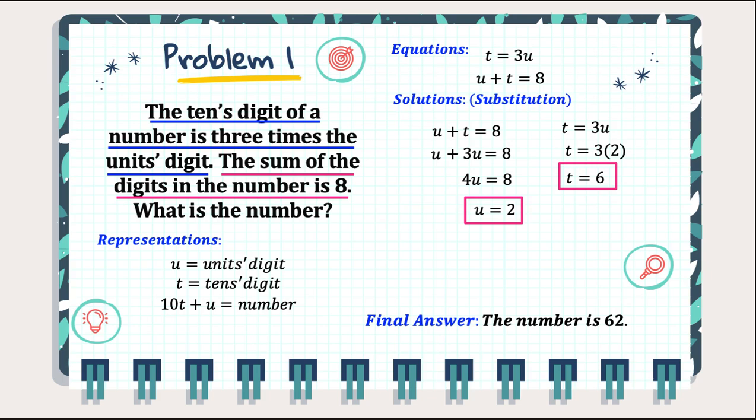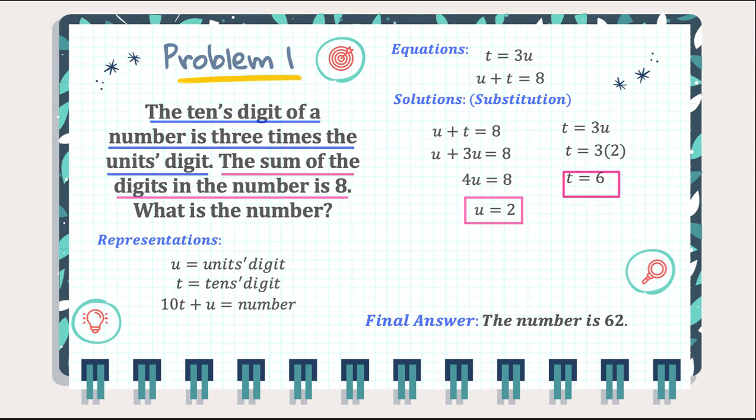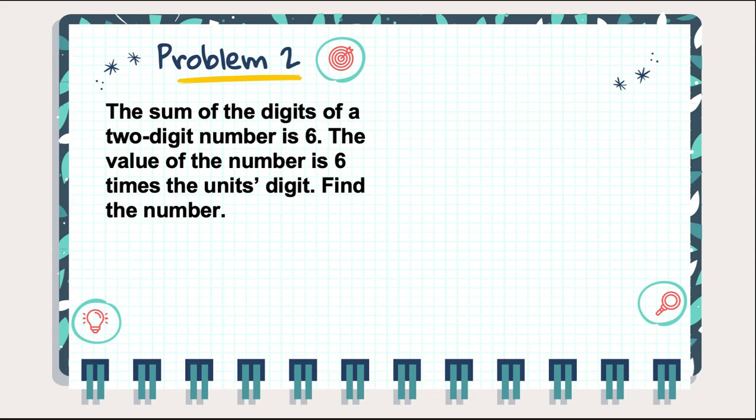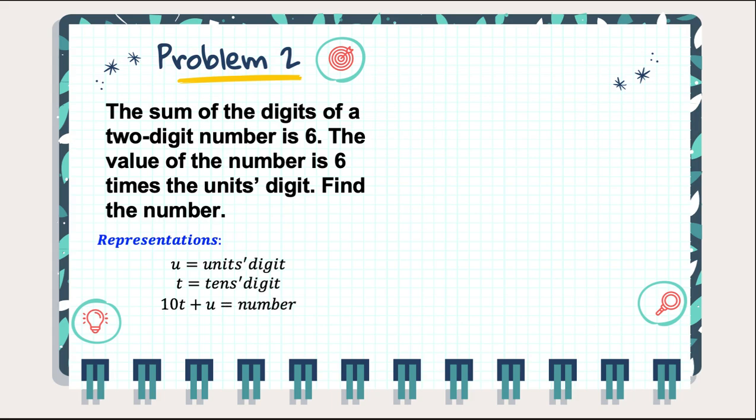Next, let us proceed to the second problem. The sum of the digits of a two-digit number is 6. The value of the number is 6 times the units digit. Find the number. So we are going to represent it. Again, the value of u will be the units digit, t will be the tens digit, and 10t plus u will be the number.